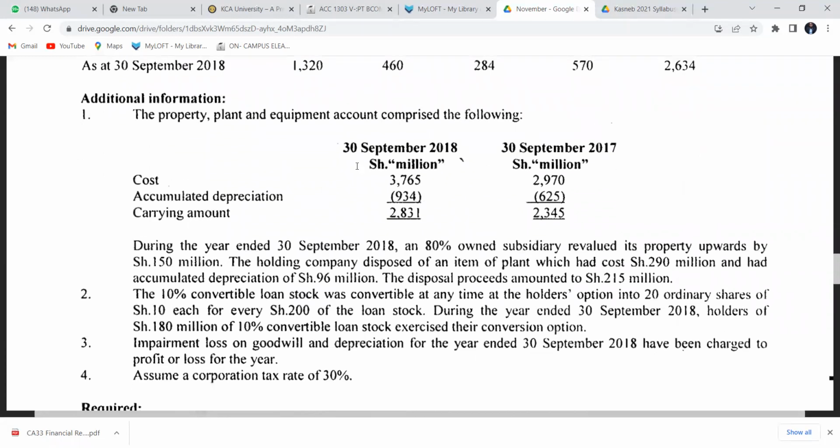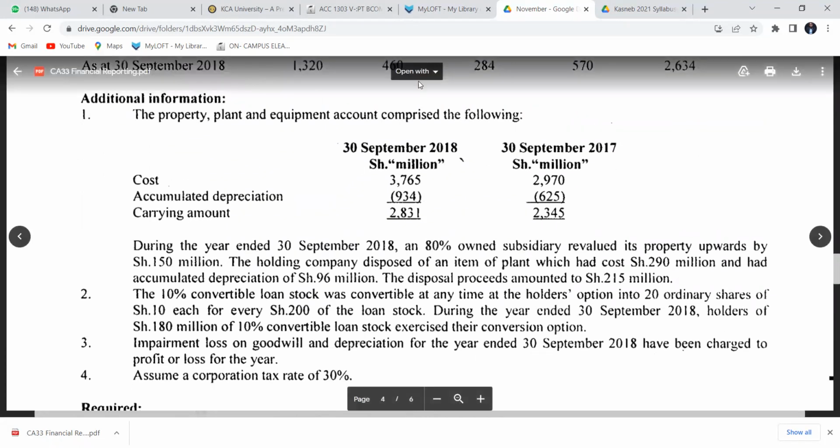So what I wanted to interpret is additional information number 1. So in scenarios, you see that you are given PPE, but they have interpreted this way, whereby they have given you the cost and the accumulated depreciation, but you are not given the depreciation for the year. When you see you have been given that, know that you do T accounts to get depreciation for the year. Remember that the question we did, the depreciation was given directly.